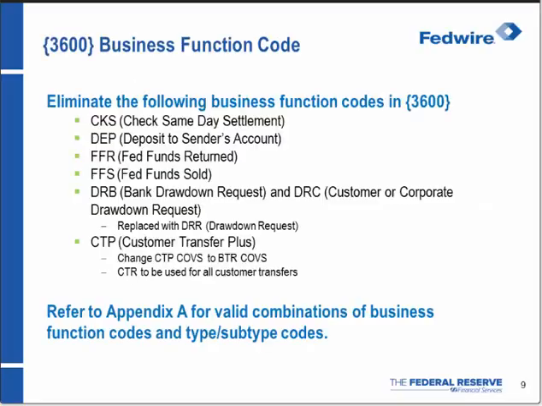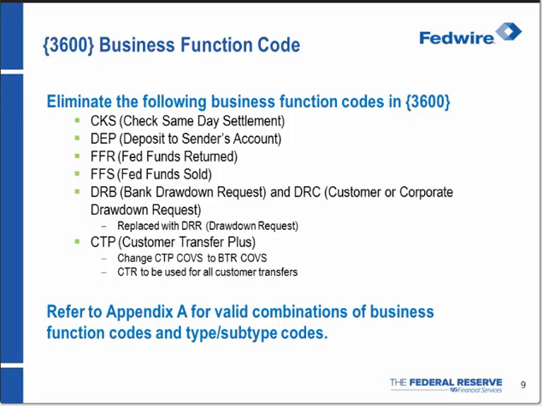Moving on to the next slide. So as part of the cleanup, we will be also eliminating the business function codes listed here. The first 4 are eliminated due to low usage. The CKS, check same-day settlement, DEP, deposit to sender's account, FFR, Fed funds returned, FFS, Fed funds sold.